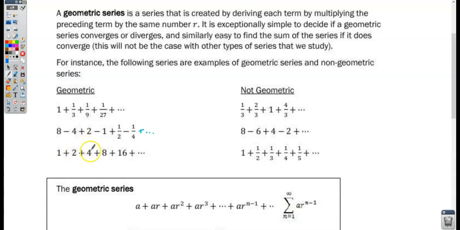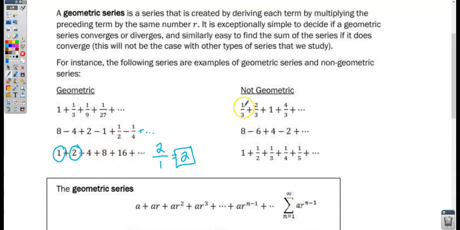We're multiplying by 2 as we go from one term to the next. By the way, a little tip, if you're stuck and having difficulty figuring out what the r value is, the real easy way to do that is to just take the second term and divide it by the first term. And so if this is a geometric series, the common ratio is 2, and so that's what I need to be multiplying by to get from one term to the next.